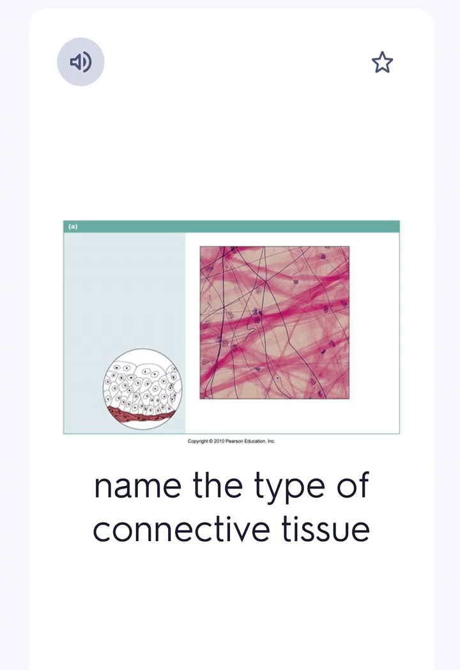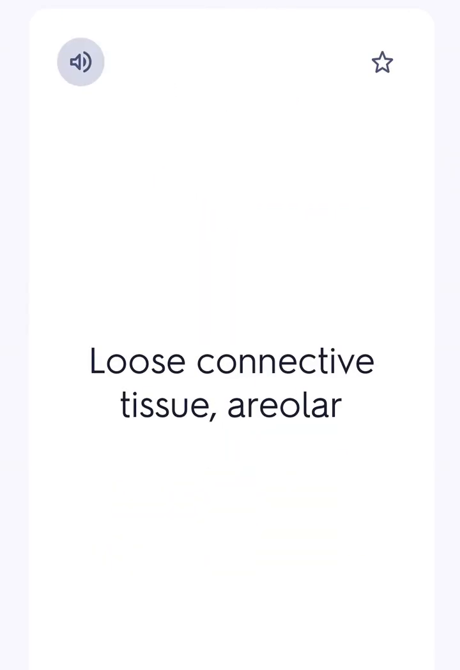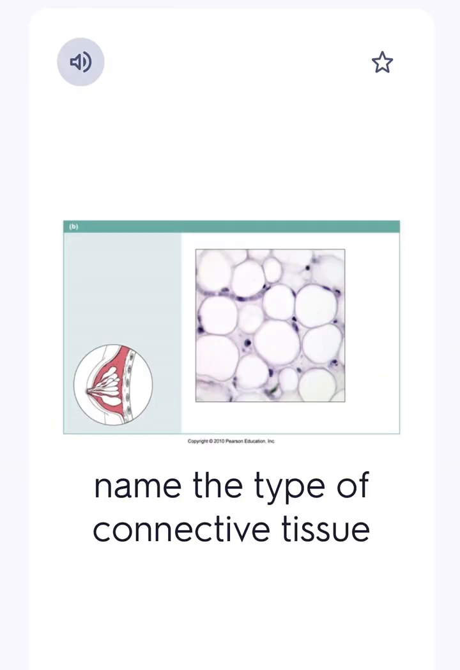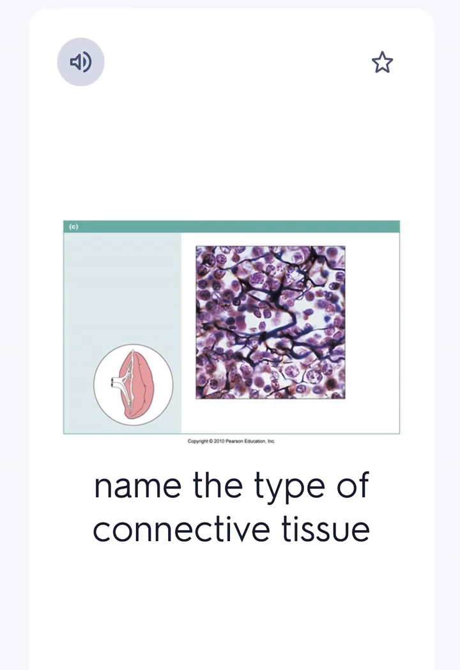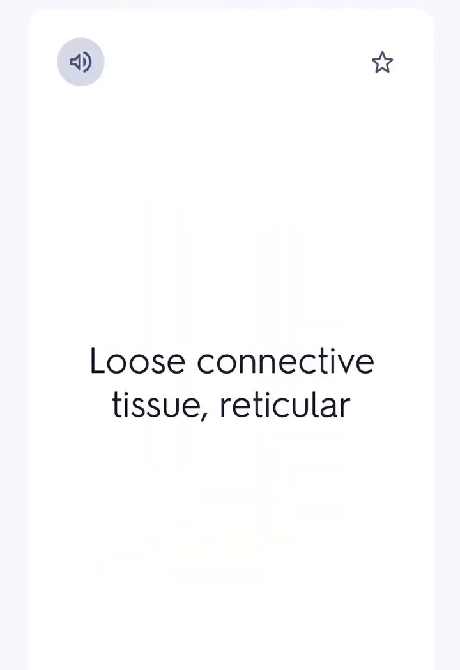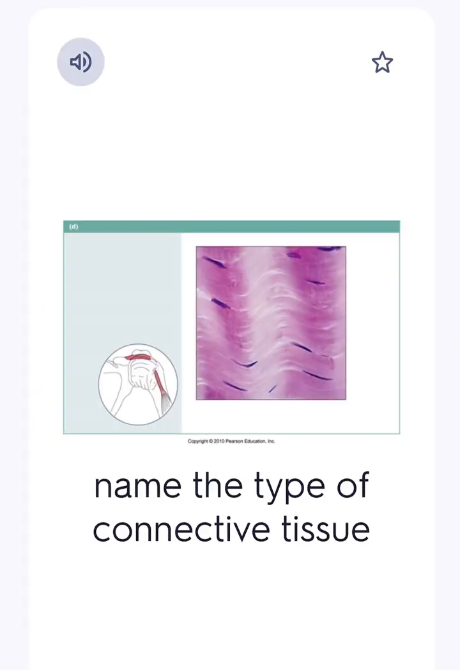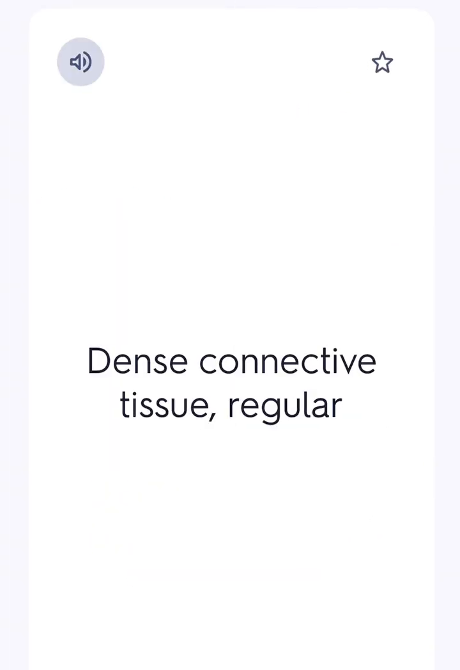Name the type of connective tissue. Loose connective tissue, areolar. Name the type of connective tissue. Loose connective tissue, adipose. Name the type of connective tissue. Loose connective tissue, reticular. Name the type of connective tissue. Dense connective tissue, regular.